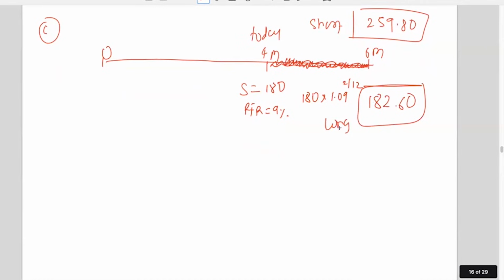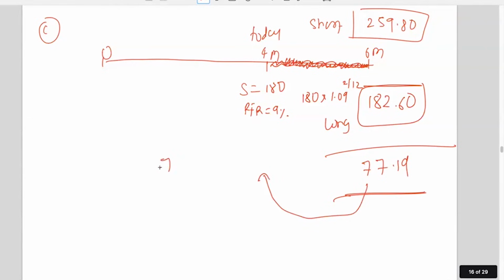Now on this, I'm going to do a long position. So this time around, I'm buying cheaper, selling expensive. So the difference of 259.80. I'm getting a profit of 77.19. This I need to take backwards for 2 months. So 77.19 divided by 1.09 raised to 2 by 12. So clear TVM, this is future value. 2 by 12 is N, 9 is IY, compute present value.